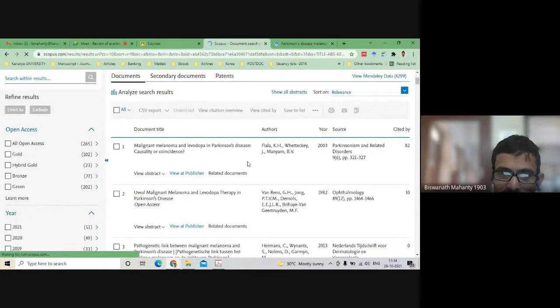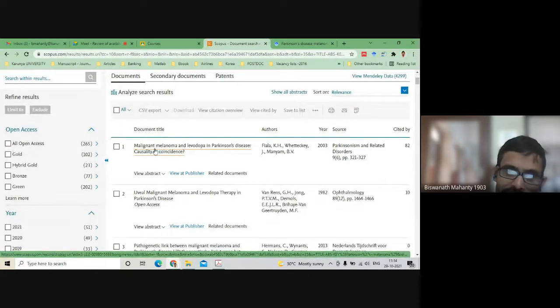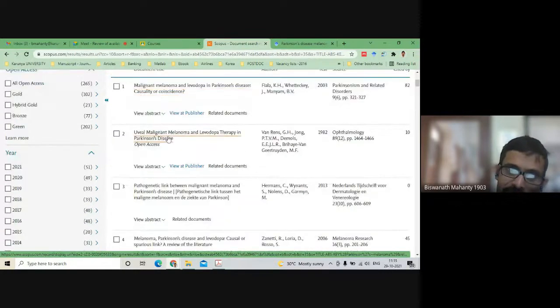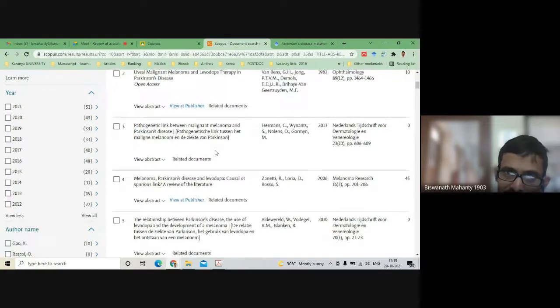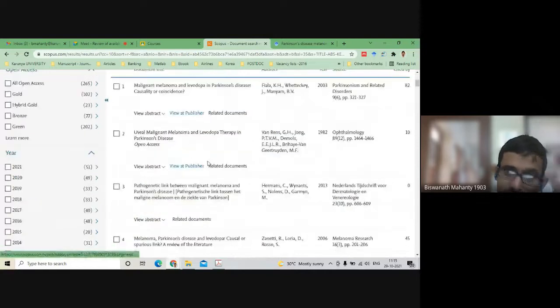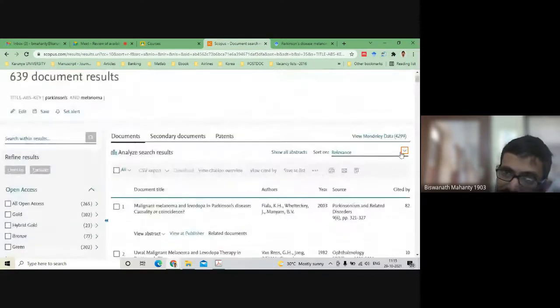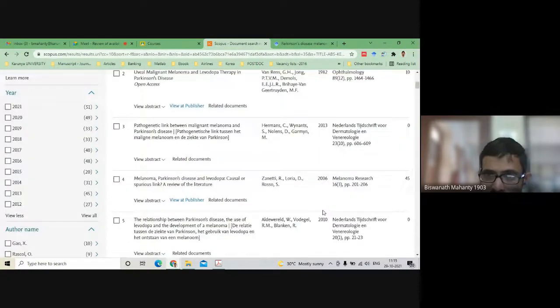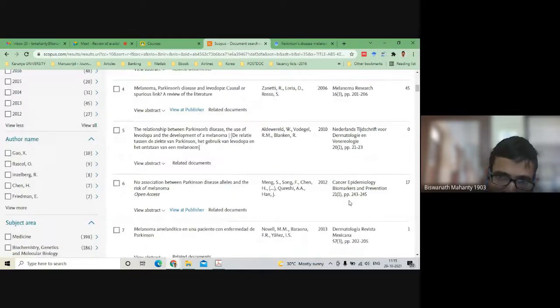Now you see, this paper is most relevant, right? Malignant melanoma, levodopa, and Parkinson's disease. Unable malignant melanoma, levodopa therapy in Parkinson's disease. Everywhere you will find there is Parkinson's disease and melanoma. These are the more relevant ones, but not necessarily the recent one, because it was 2003, 2006, 2010, like that.